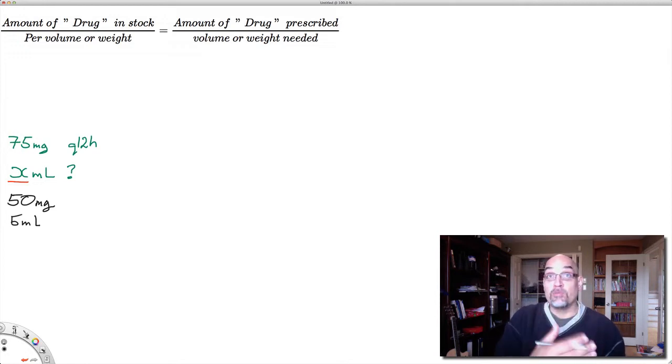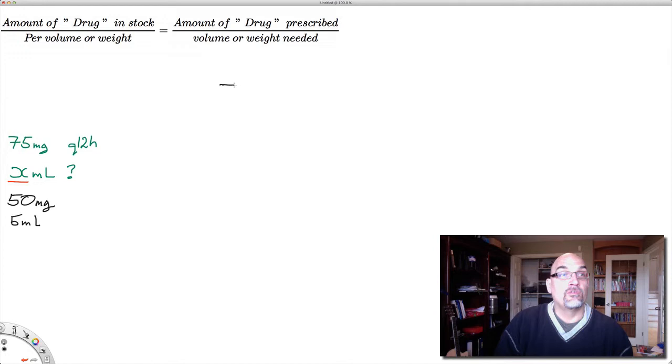Now see, this formula has all the things that we need in it. Our known amounts are the amount of drug in stock, the per volume weight, and the amount of drug prescribed, and our unknown amount is the volume or weight needed. So now all we do is plug in our values, and then we're going to cross multiply to find the answer, or solve for the unknown.